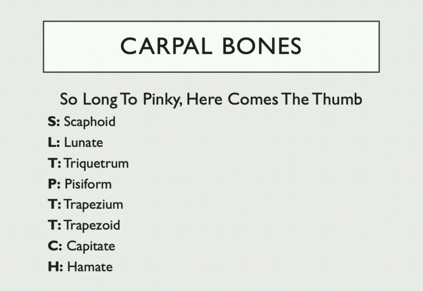So we have 8 carpal bones that form the wrist. They are arranged in 2 rows with 4 bones in each row. The phrase that we can use to help remember them is "So long to pinky, here comes the thumb." The bold letters stand for each carpal bone. The first 4 form the proximal row, starting from the lateral side to the medial side. The second group makes up the distal row, which starts laterally and goes to medially.